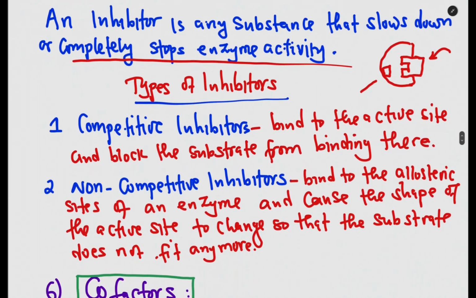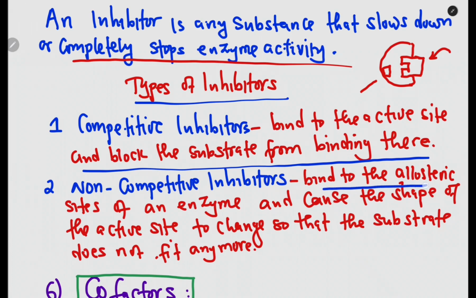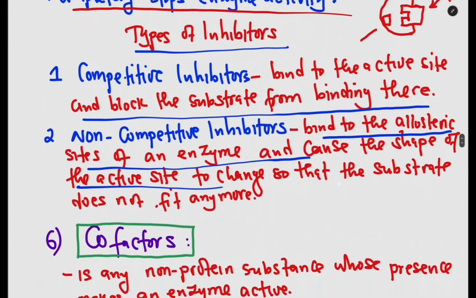Okay, so here we can say competitive inhibitors bind to the active site and block the substrate from binding there. I think that is a simplified way. Then, of course, non-competitive inhibitors bind to the allosteric site of an enzyme and cause the shape of the active site to change so that the substrate does not fit anymore. So that is how the non-competitive inhibitors work.